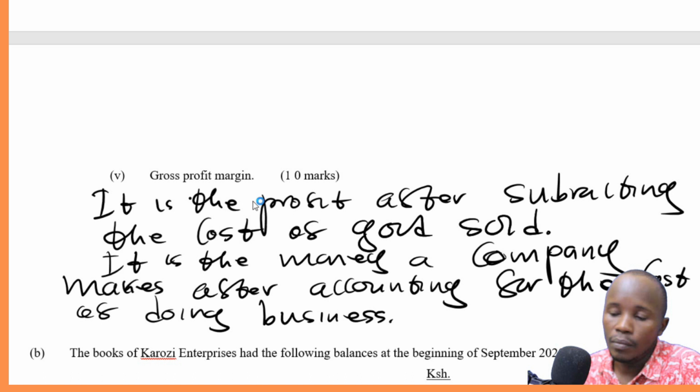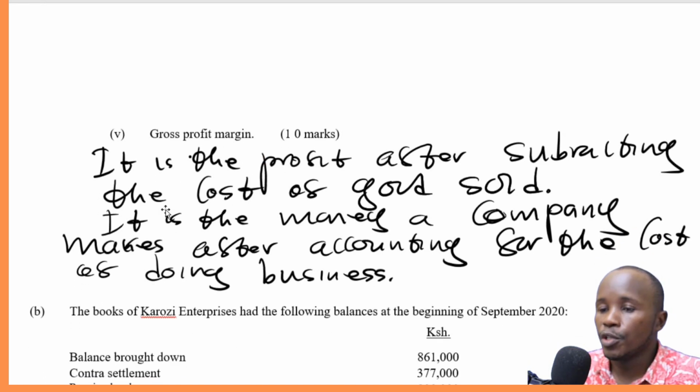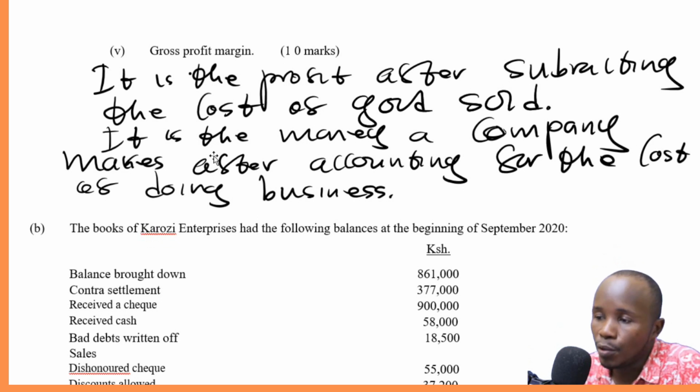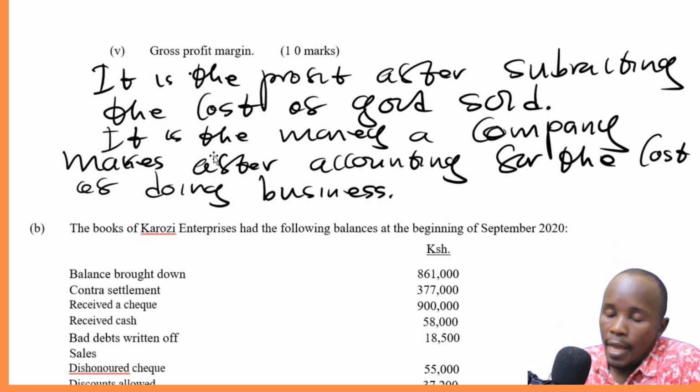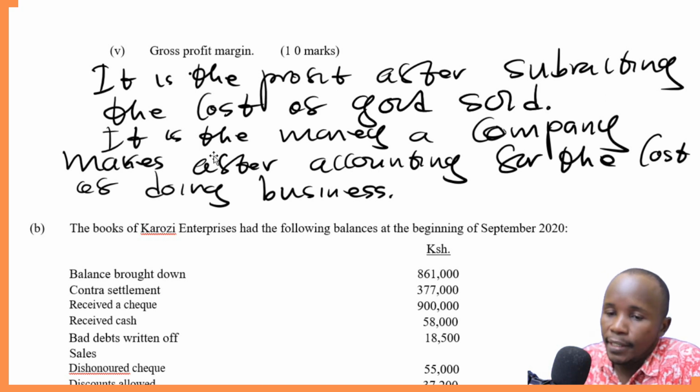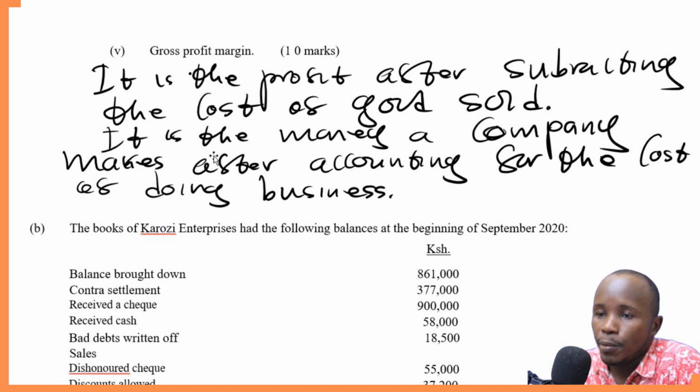Now, that is it. When we're talking about the gross profit margin, it is the profit after subtracting the cost of goods sold. Otherwise, it's the revenues or sales after subtracting the cost of goods sold. That is it about that part. Part A, you're supposed to explain those terms.